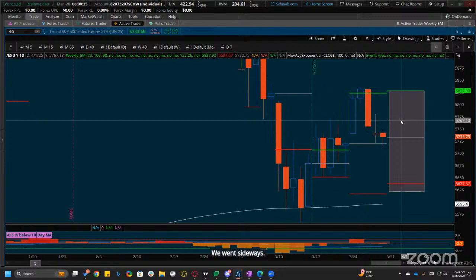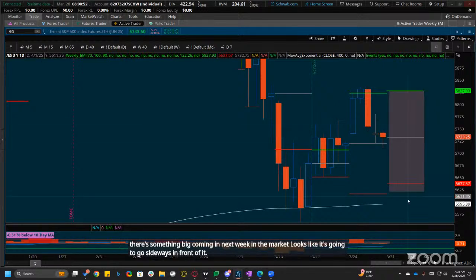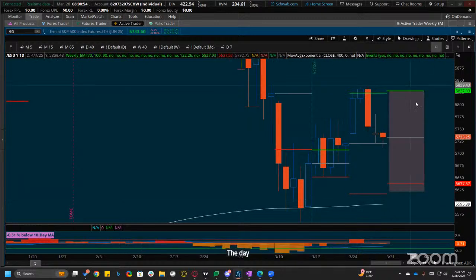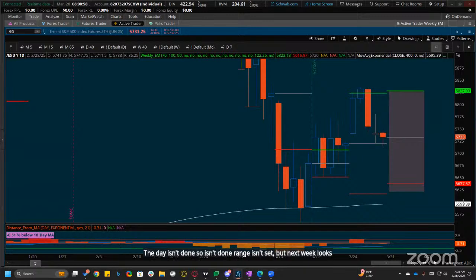So a narrower range implies that the next week has lower volatility, but that lower volatility implication generally is a threat. It tells us, hey, there's something big coming in next week, and the market looks like it's going to go sideways in front of it. The day isn't done, so this range isn't set, but next week looks like a narrower range with lower volatility.